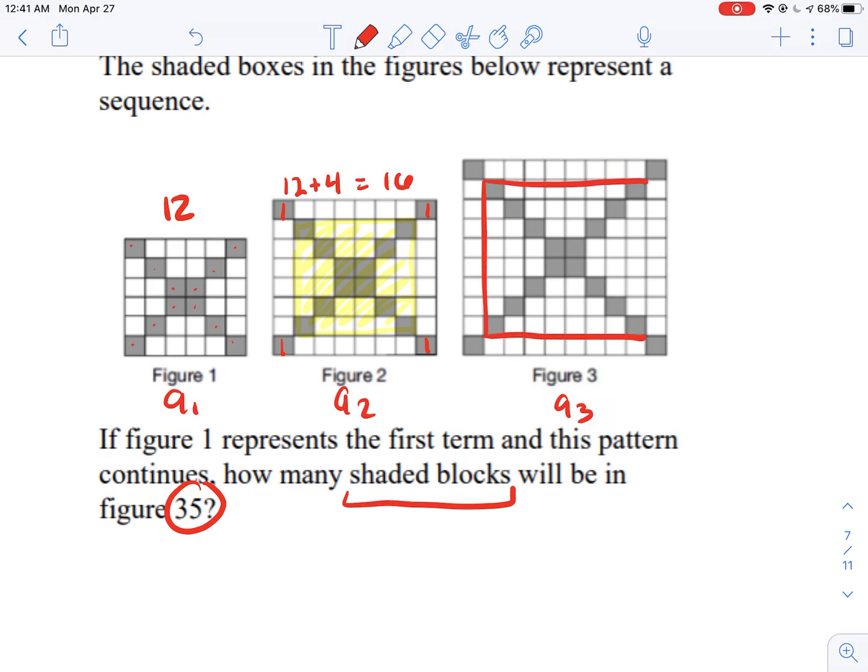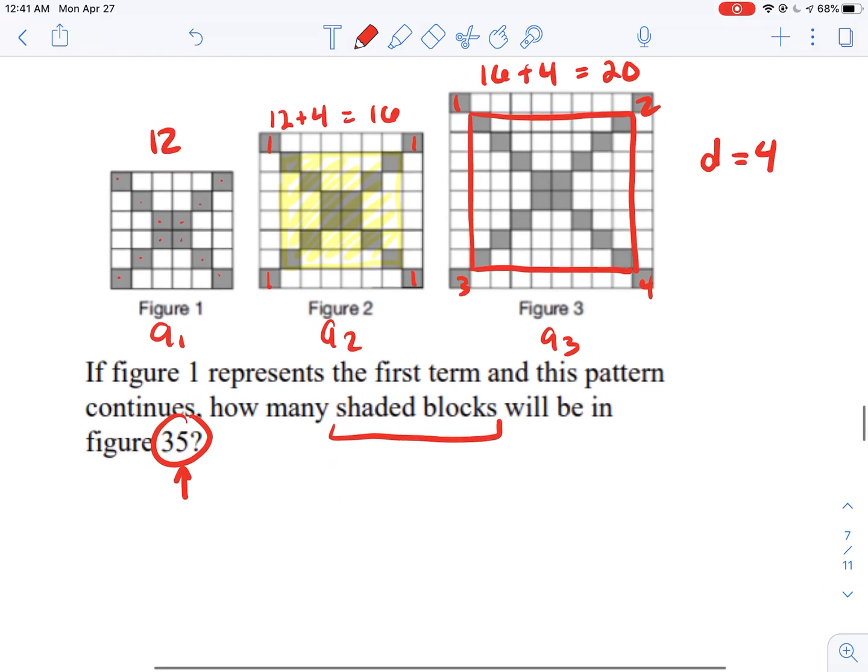So let's see if that pattern continues. Do we have the term before it? We do. And then we have the additional 1, 2, 3, 4 boxes. So this would be 16 plus 4 is 20. So what do we take from this? Well, is this arithmetic or geometric? It's arithmetic. And it has a common difference of 4 because we are adding 4 to each term.